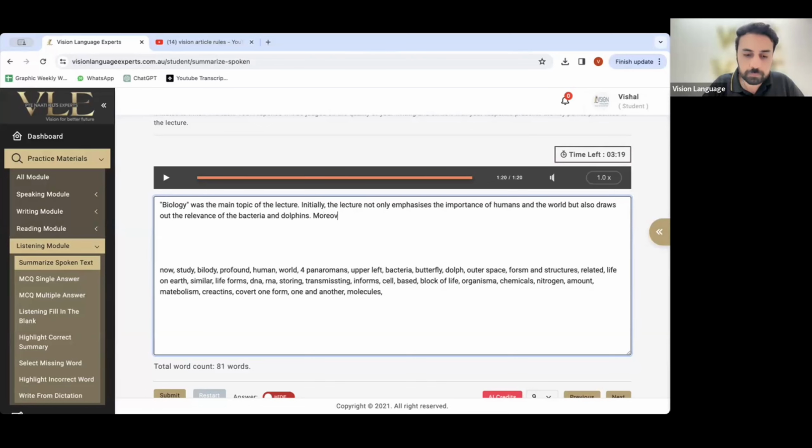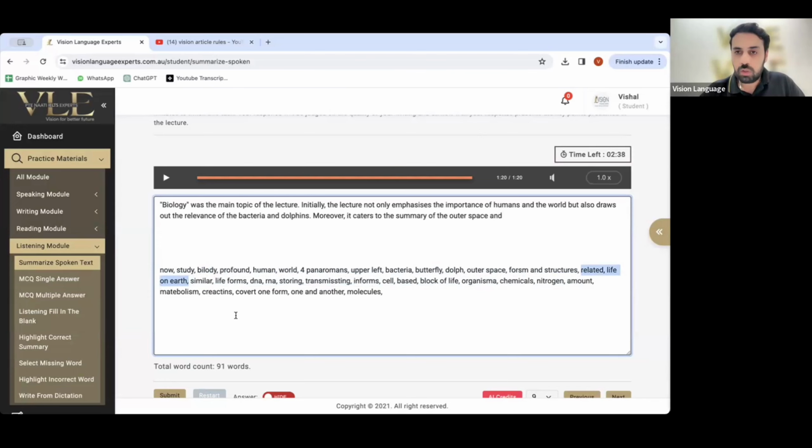Moreover, it caters to the summary of. Again a set of keywords, outer space. Now it cannot be outer spaces. So you'll put the outer space. And then we had forms and structures, and then we had related life on earth. So we will put this together.